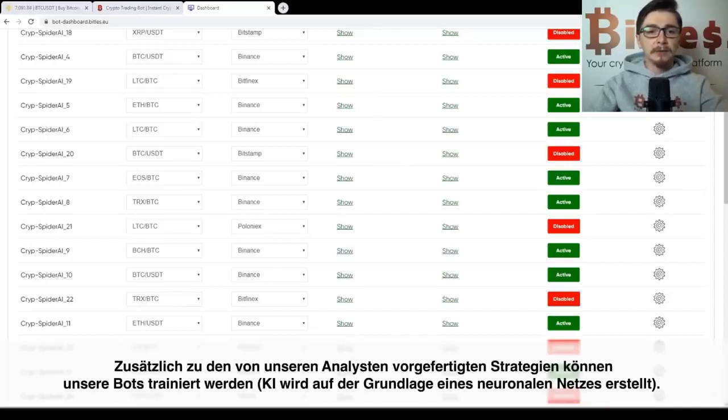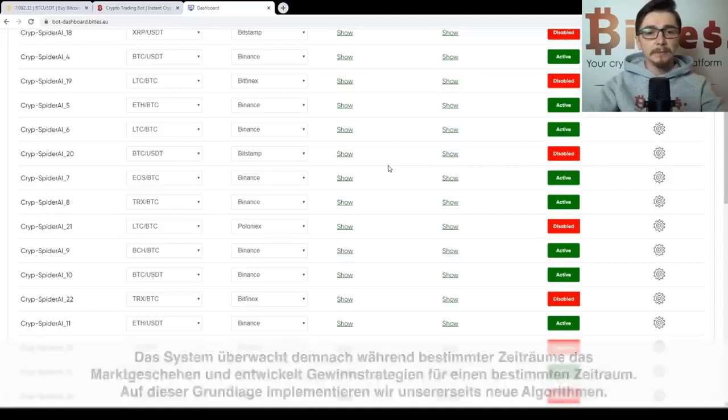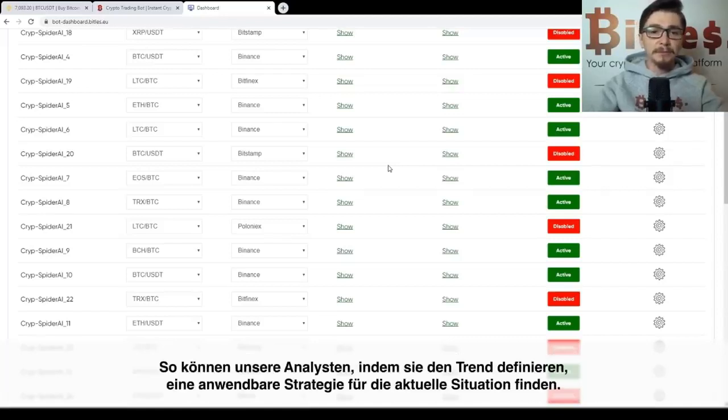And also I would like to mention that besides strategies performed by our analysts, our bots can learn. AI is created based on a neural network. Thereby, during definite periods, the system monitors market events and molds earning strategies for the targeted phase, which on our part we use as a basis for implementation of new algorithms. And this way, defining the trend, our analysts can find a suitable strategy for the current situation.